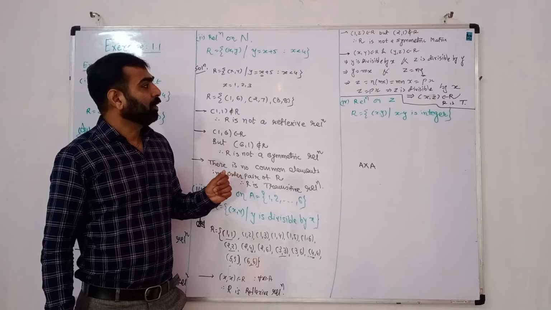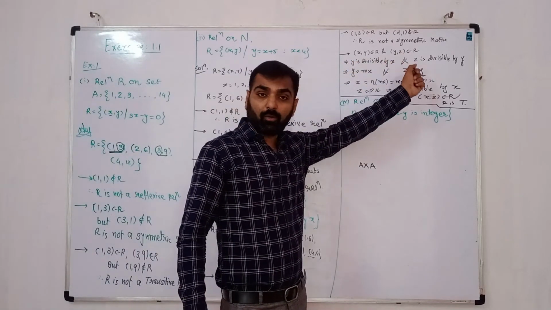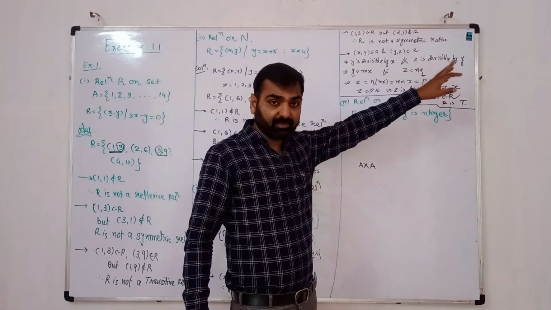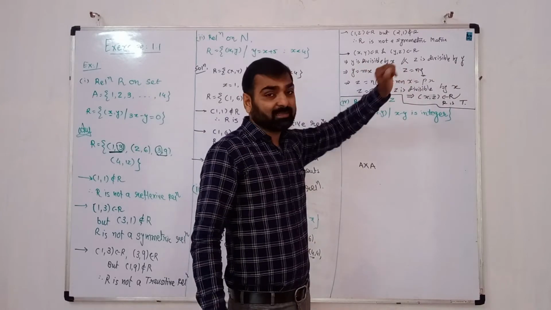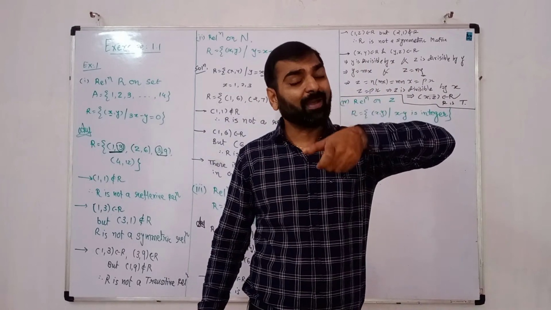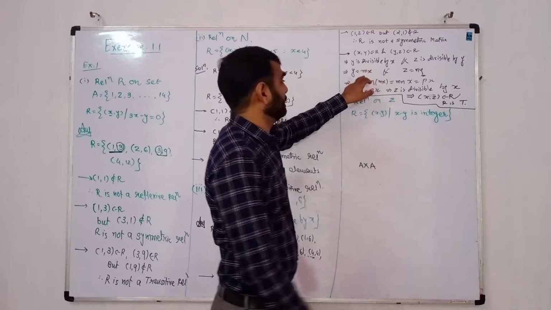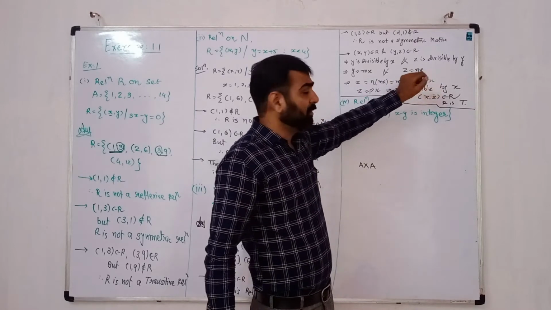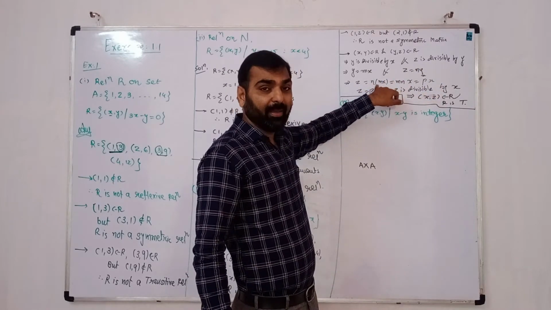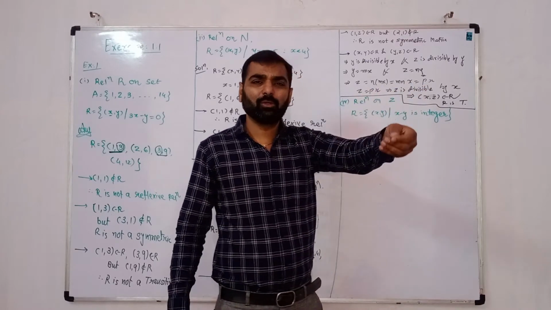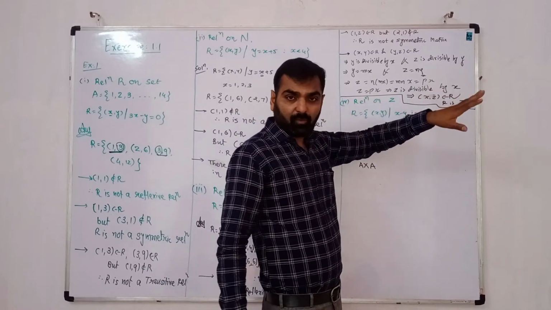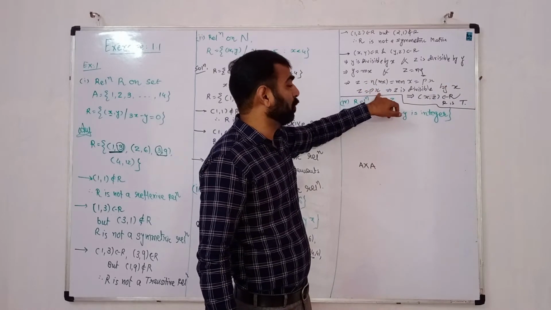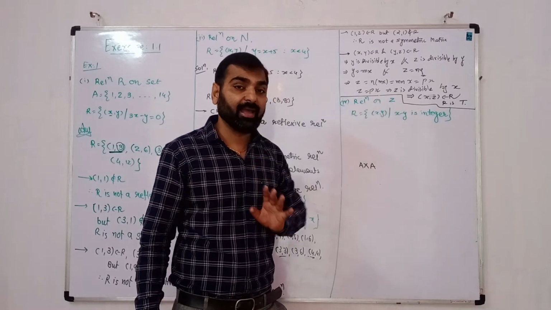Okay, once again, xy belongs to R, yz belongs to R. xy means y is divisible by x, and yz means z is divisible by y. That means one factor of y is x, so y is equal to mx and z is equal to ny. Substitute the value of y in z, so z is equal to n into mx. This mn is considered as a new value p, so z is equal to px. That means one factor of z is x, that means z is divisible by x.